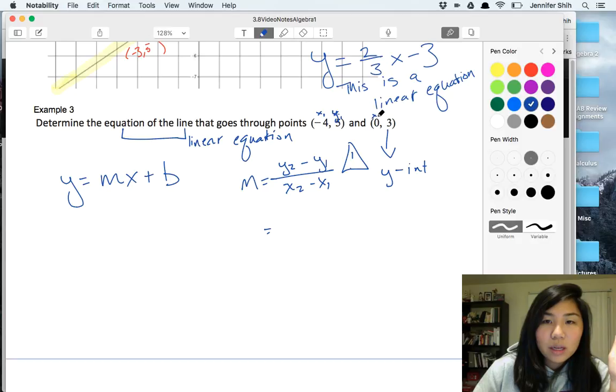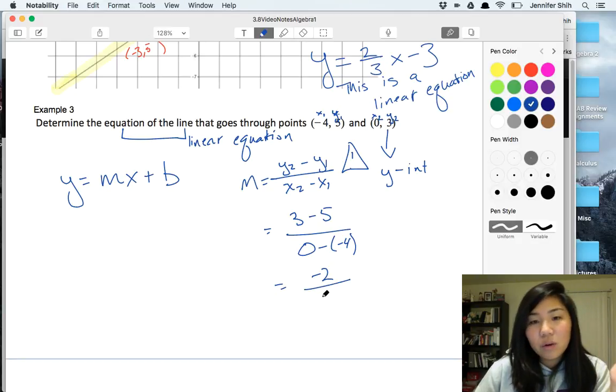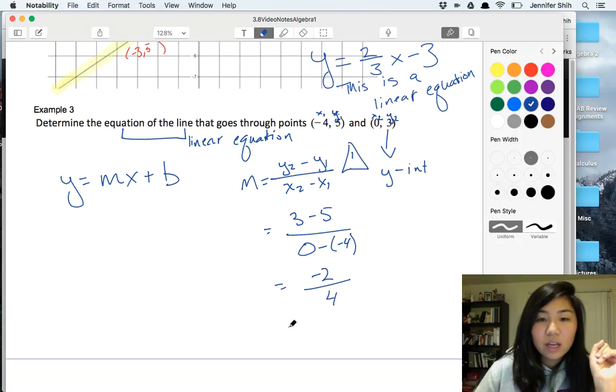This is going to be x2, y2. So I'm going to fill in my numbers. 3 minus 5 over 0 minus -4. So 3 minus 5 is -2. 0 minus -4 is +4. Use a calculator if this is freaking you out. I'm going to simplify -2/4, which is -1/2.